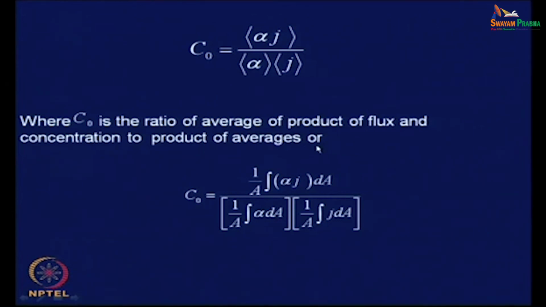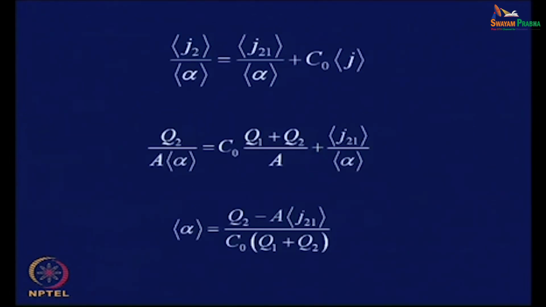So, C0 is the ratio of the average of the product of flux and concentration to the product of the averages. This is the basic definition of C0, and using this definition we come across this friendly equation based on input parameters, from where alpha can be obtained by using this expression. Here we find that if C0 is close to unity, when the velocity and the concentration profiles are flat, and when J21 is much less compared to Q2 by A, then alpha reduces to the homogeneous flow value.